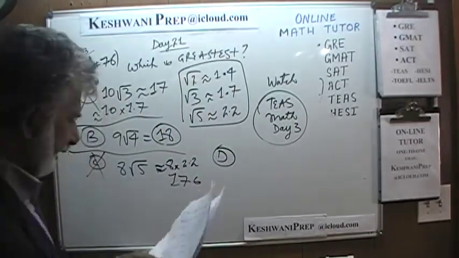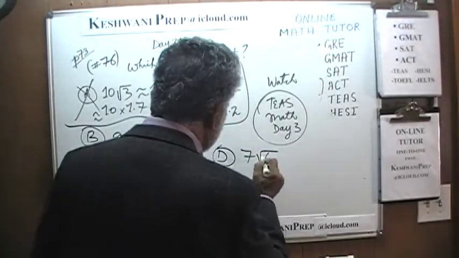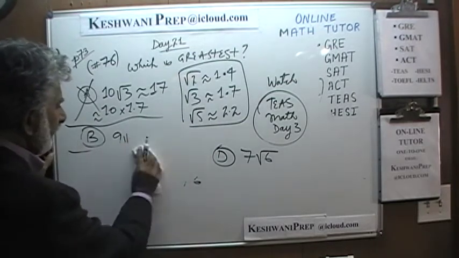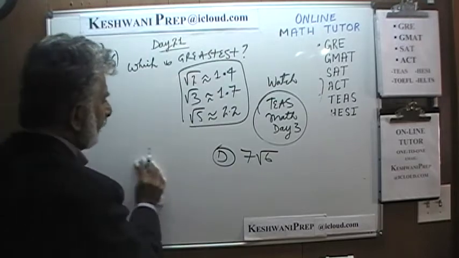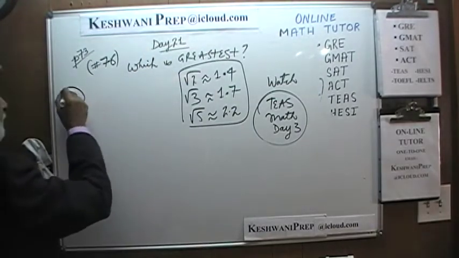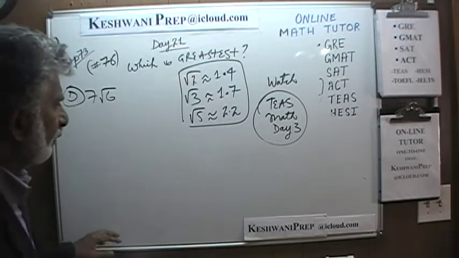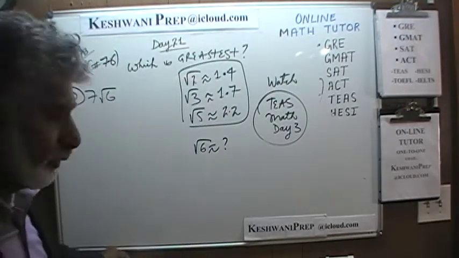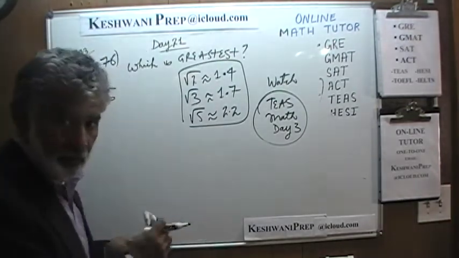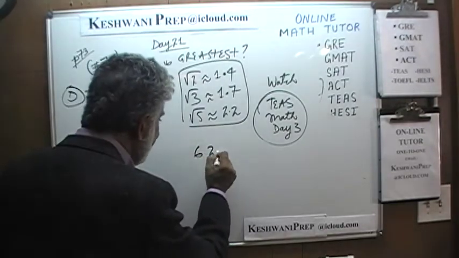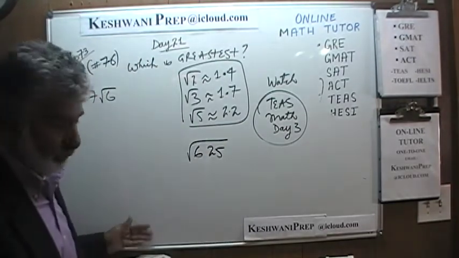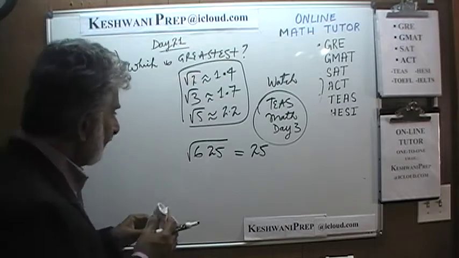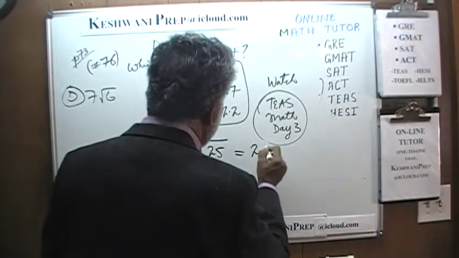Let's look at D. D says 7 times root 6. Okay, that one I want to do separately here. Remember, B was 18. 7 times root 6. And how much is root 6? If somebody were to ask you how much is root 6 approximately, can you answer it? Well, you already know. Square root of 625. How much is the square root of 625? I hope you know. It's 25, because 25 squared is 625.